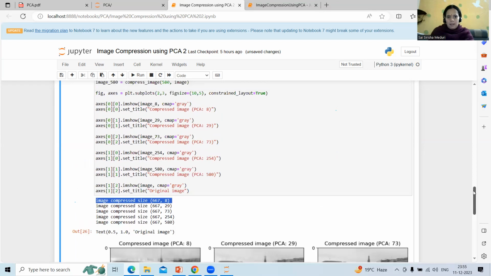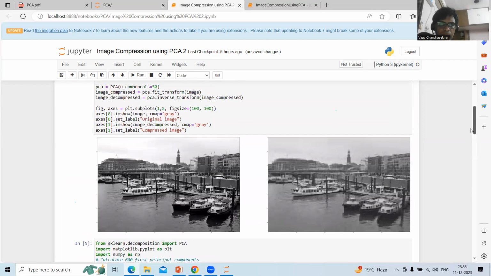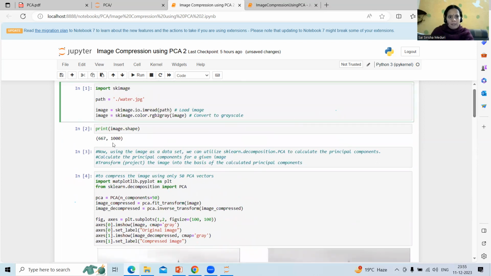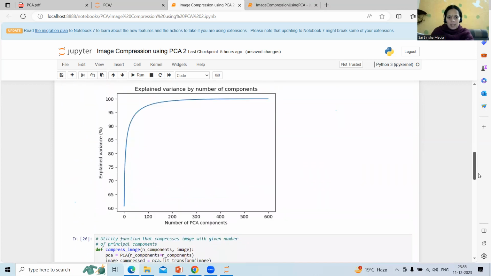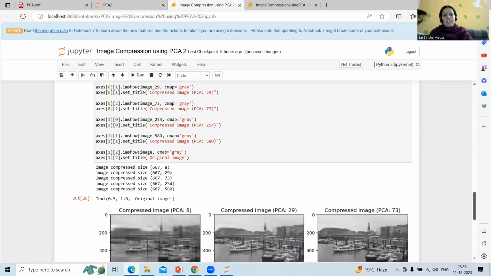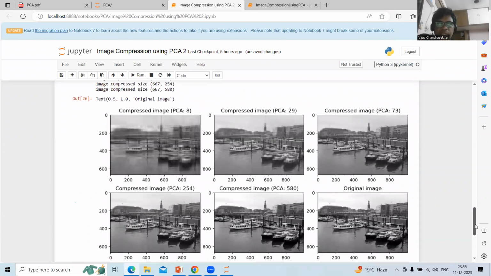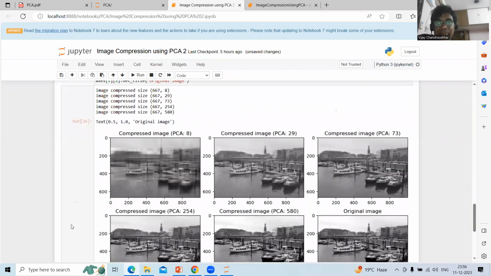In a similar example, what was the original size? Wait a minute, let me show you the original size I printed. After grayscale conversion it is 1000. After applying PCA, this is converted into 829. This 829 is nothing but our PCA components. Can you scroll down for clarity? So here, Sanjay, the first image is 669.8, that's the size. The second one is 667.8, the next 667.29, and then 667.73.